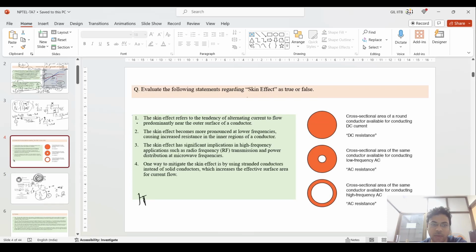So coming to this question, as reading from the first part of the question, it is saying that the skin effect refers to the tendency of the alternating current to flow predominantly near the outer surface of the conductor.